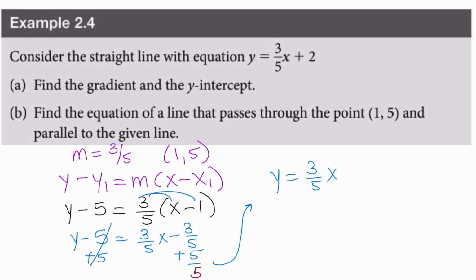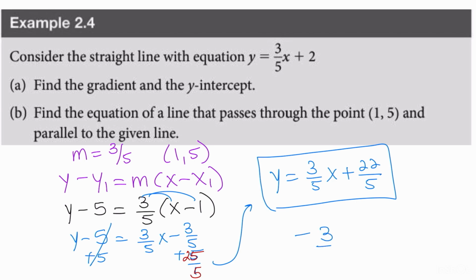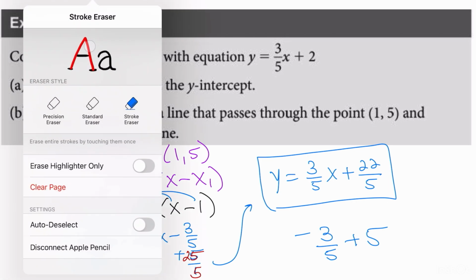Because I want my two denominators to match, I'm going to make the bottom one 5. And if I multiply 5 times 5, it becomes 25 at the top. So 25 over 5 is the same thing as 5 over 1. And now negative 3 plus 25 is just going to be plus 22 over 5. Okay, so if you really want to get it into slope-intercept form, gradient-intercept form, you can get the y by itself. And again, don't get alarmed, don't get scared about the negative 3 over 5 plus 5 because your calculator will do that for you.